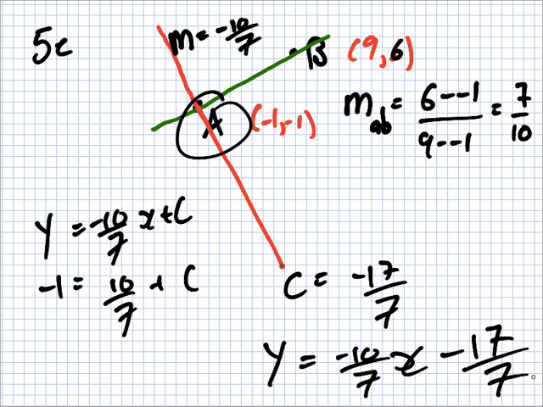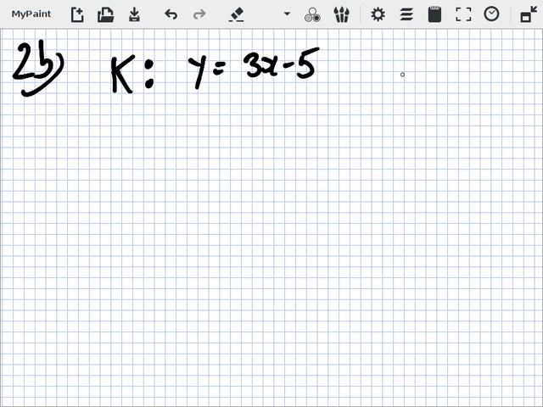Good. 2B now. What have we got going on here? We've got K is y equals 3x minus 5 and A is 7, minus 9. The line L is perpendicular to K and contains A. So there's L, it contains A, and it's perpendicular to K.